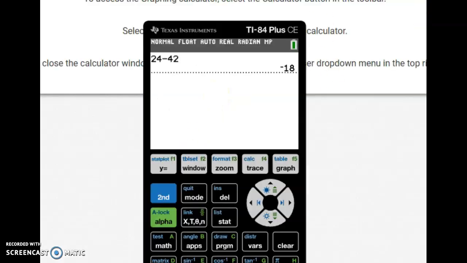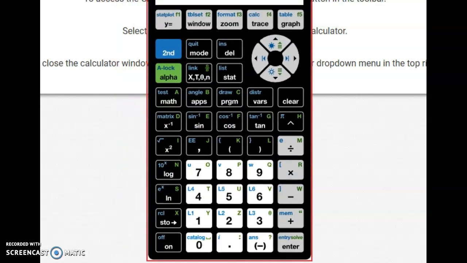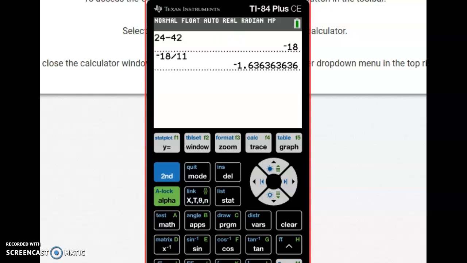So now with the calculator, you could do it like this. It might be easier if you take negative 18 over 11, hit enter, take this number and hit the store button. You'll find the STO arrow sign to the left of the number 1. And I'm going to store this as X. X is to the right of alpha. Hit enter. So it stores it as X.